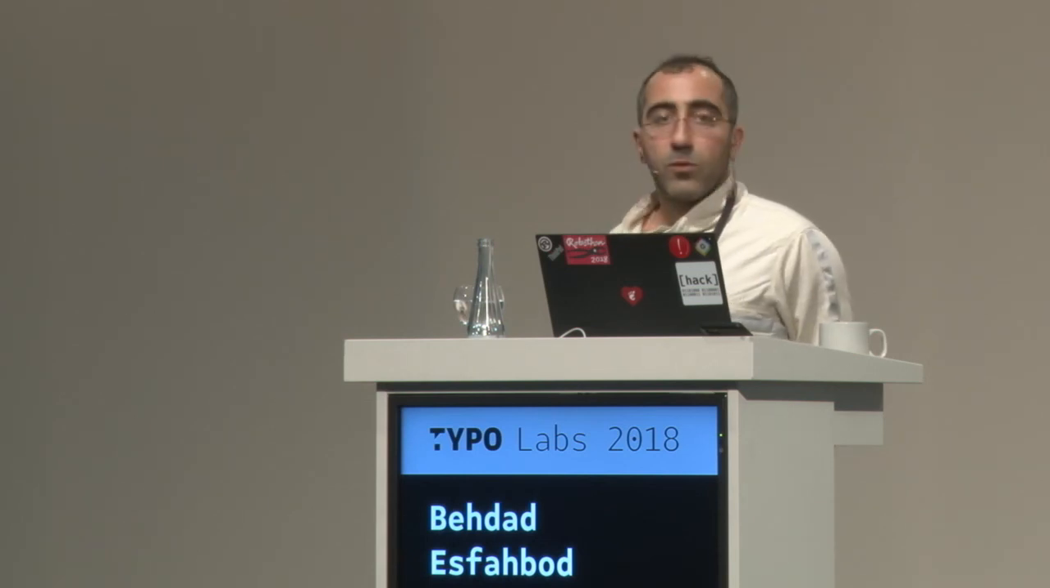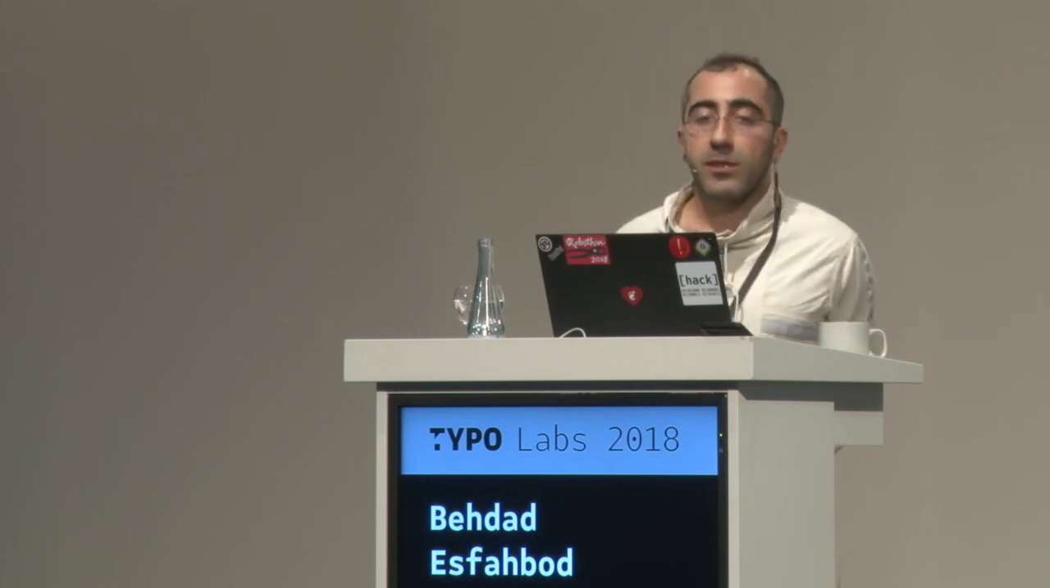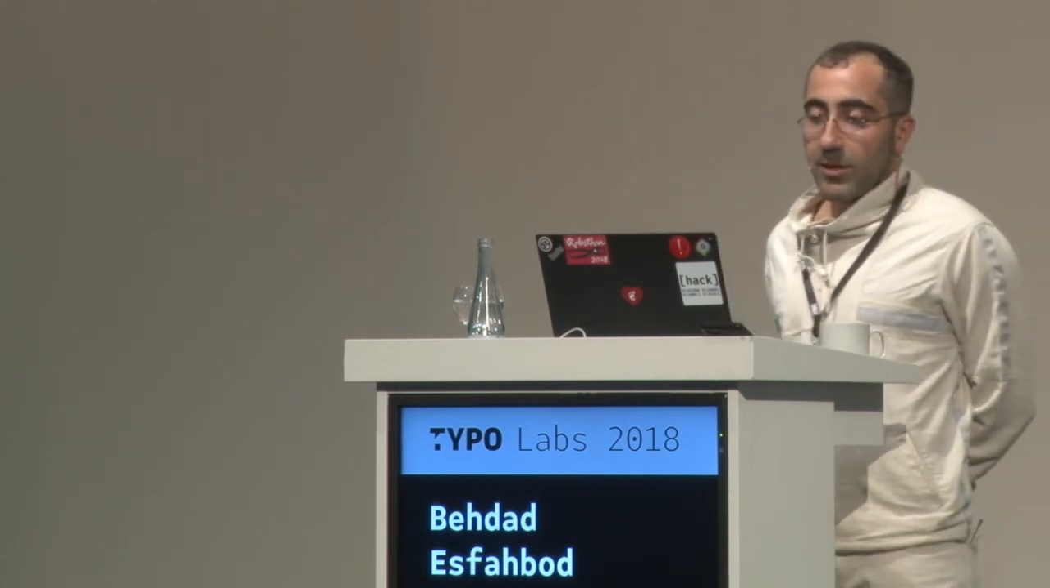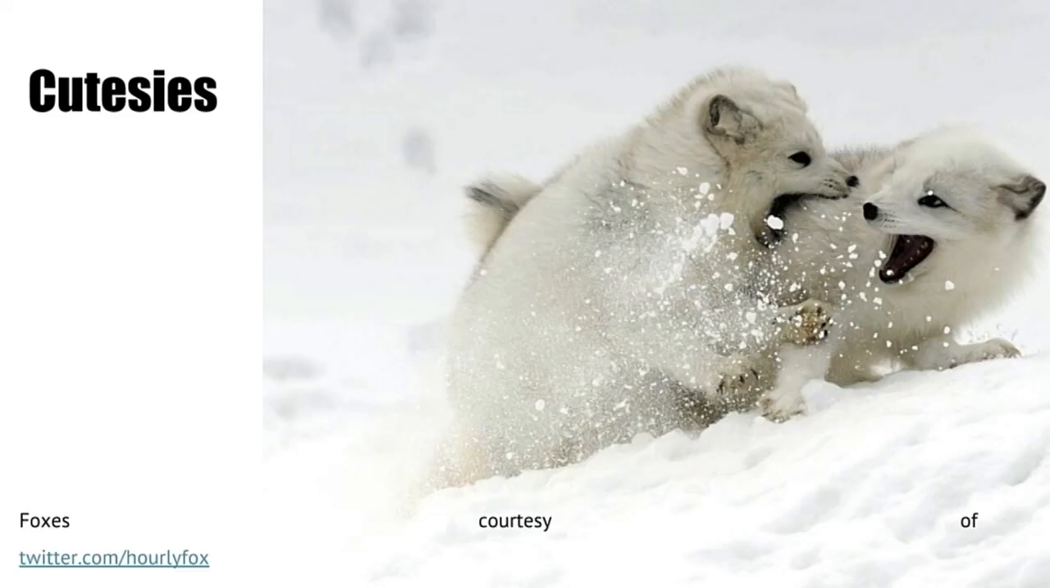HarfBuzz shaping is hooked up to OSS Fuzz. HarfBuzz subsetter, FreeType, OTS. All these font projects are now being fuzzed by OSS Fuzz. And when I say feeding random data into the process, I mean thousands of times a second, ongoing for days, forever. So it's a lot of monkeys can write Shakespeare kind of thing. And the foxes are from the Hourly Fox Twitter account.